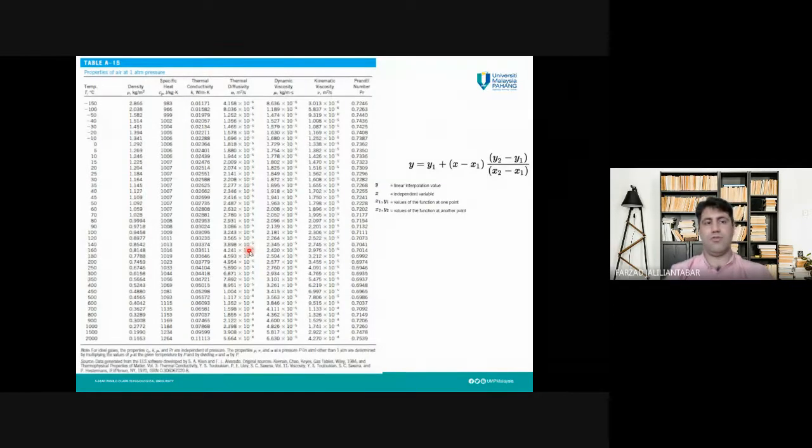About this table, I told you, very important table, table A15, properties of air at 1 atmosphere pressure. We use this table in most of the examples. The reason is usually in most of the examples, the medium or the substance for heat transfer is air. The cooling, if you notice, for example, for air conditioning, for the fan, for many applications, the air is the medium for the heat transfer.